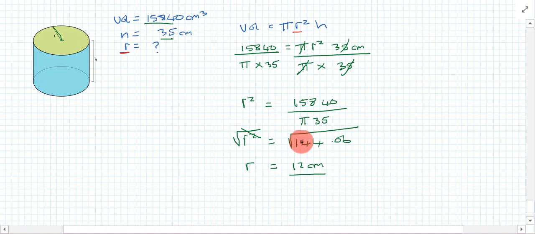So again, they can give you two of the parameters, let's say volume and height, and then ask you to work out radius. Or they could do it another way. They could give you volume and radius and ask you to work out height. So again, it's just back to manipulating your formula. And if you're working with this kind of question, this is how it would work.